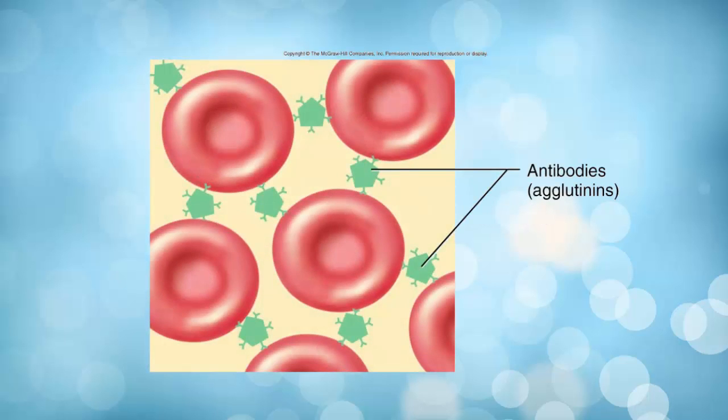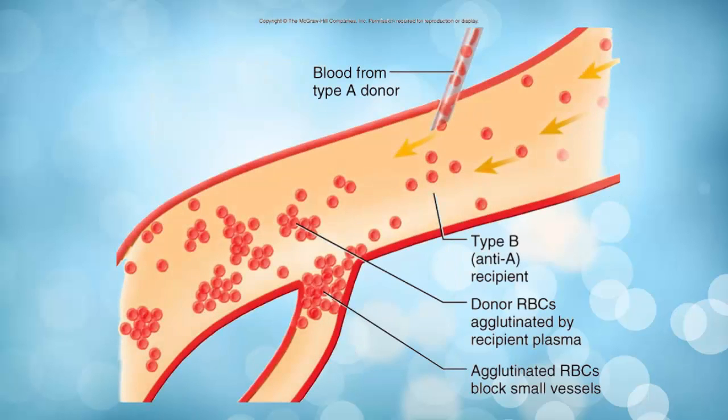So as you can see, the antibody or agglutinin binds to the cell and binds the cells to each other, immobilizing them and clumping them together. This is an important function of antibodies because it sequesters the foreign cells. However, this is not a good thing to be happening in the bloodstream. And let's take a look why.